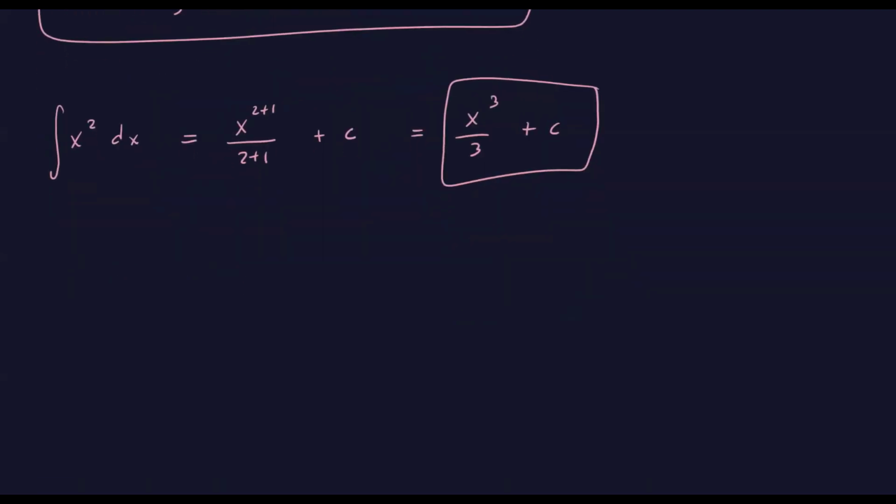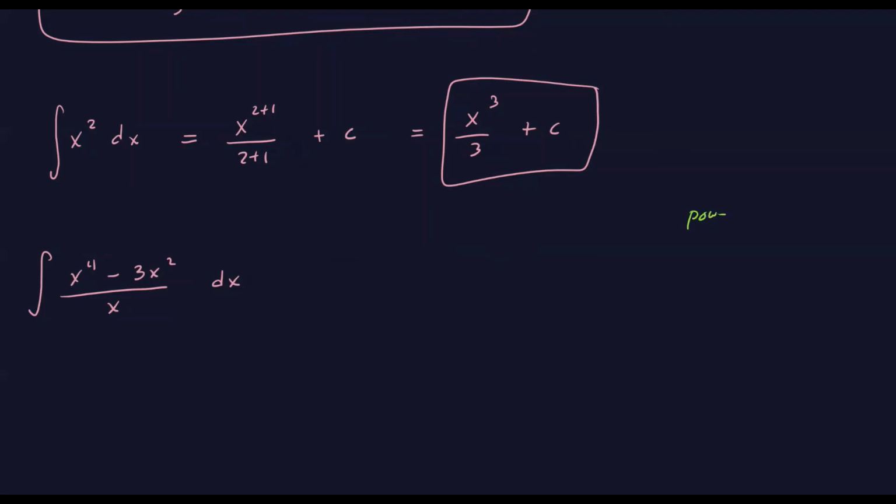Now let's say I give you another function. Let's integrate or find the antiderivative of x to the 4th minus 3x squared divided by x dx. Now, I cannot simply use the rule that we wrote down. Let's write it down one more time with integrals.